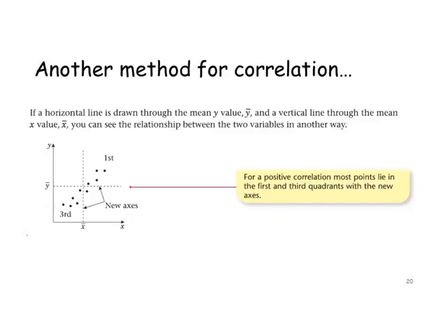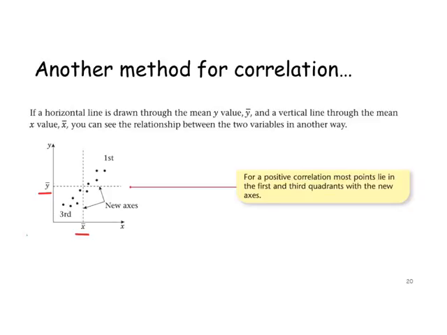Finally, let's just look at another way for defining correlation, or rather deciding on what type of correlation we have. And we can consider the mean values here. What we do is we consider the mean value of the vertical variable, call it y bar, and the mean value of the horizontal variable, call it x bar. And what we do is draw a horizontal line through the y bar and a vertical line through x bar. And that splits up our diagram into 4 quadrants.